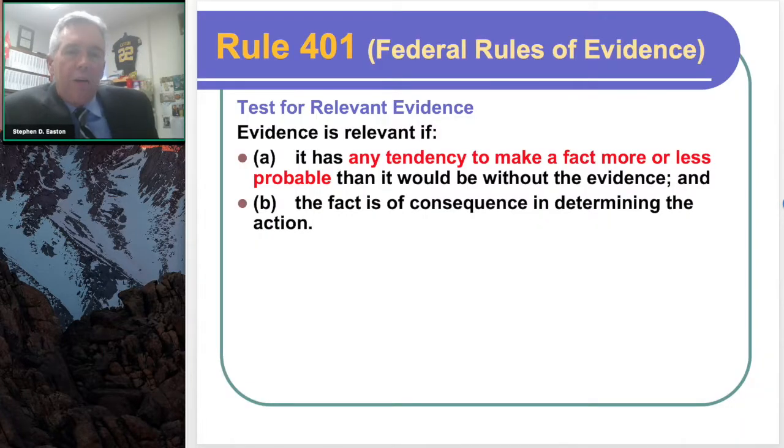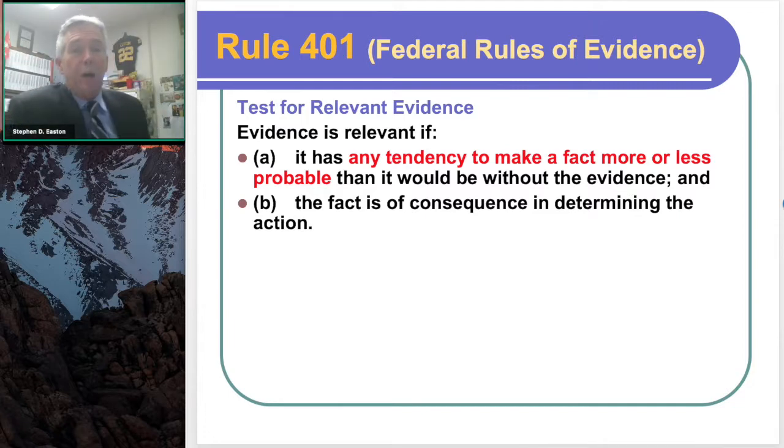This is the standard for relevant evidence under the federal rules of evidence. And I should probably mention that the federal rules of evidence are not controlling in state courts, but they're very influential, as federal provisions tend to be. And so our standard for relevance is very low. We do not require certainty. We do not require anything anywhere near certainty.